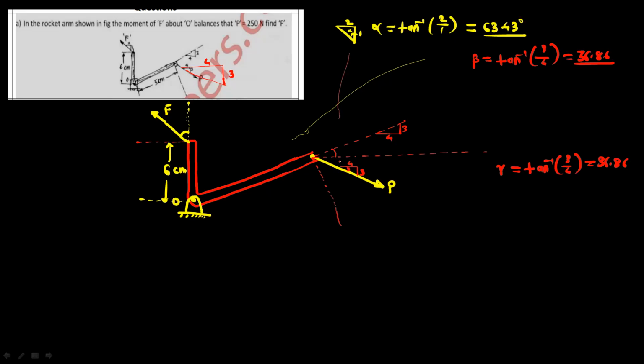Okay. So I will write that angle here: 36.86, and this is 36.86. Okay. So what is the need of these two angles? You can resolve this force P along this axis and the perpendicular axis. What is the need to resolve the force P along these directions? You can find the moment about the point O. So just try to resolve the forces.